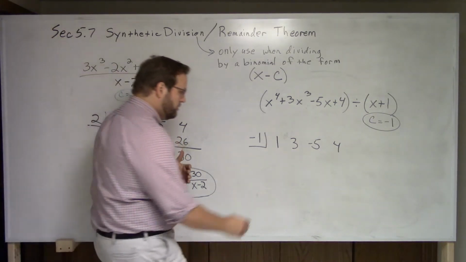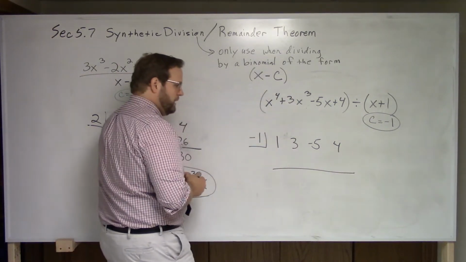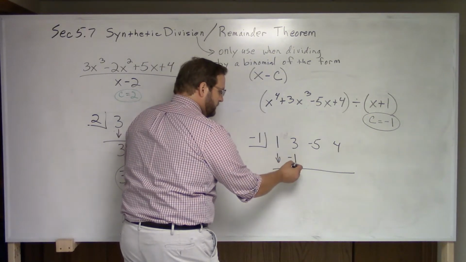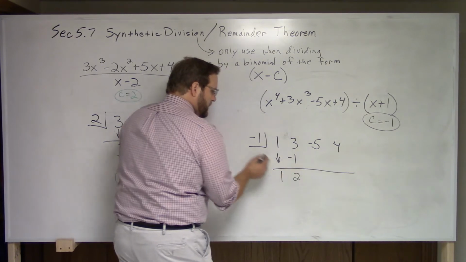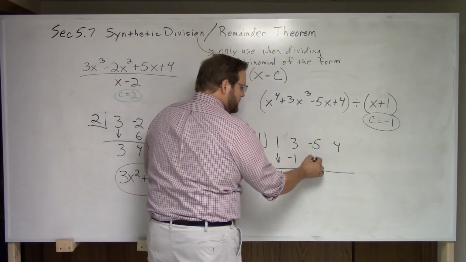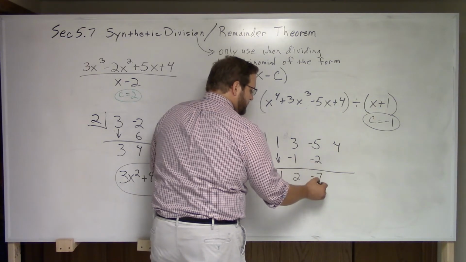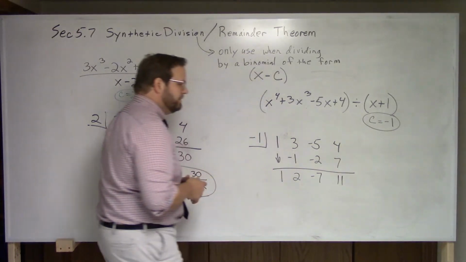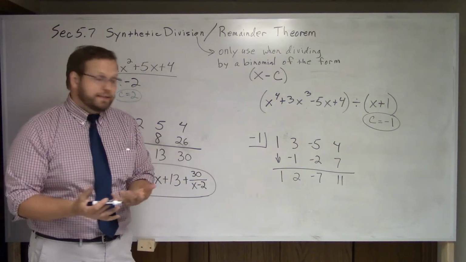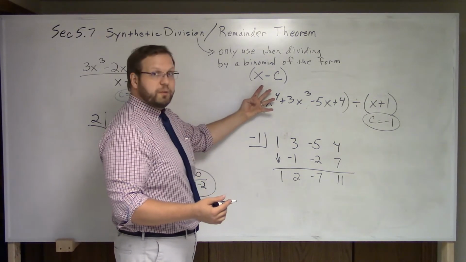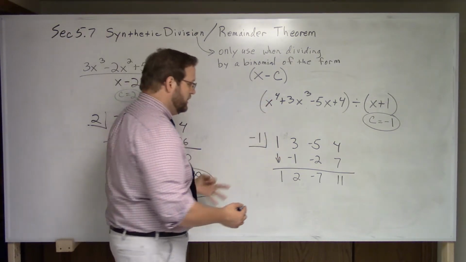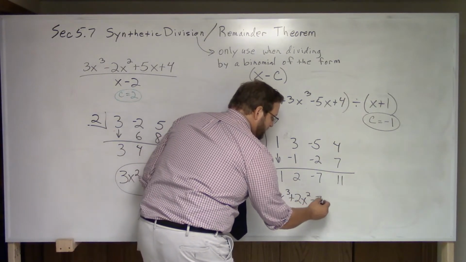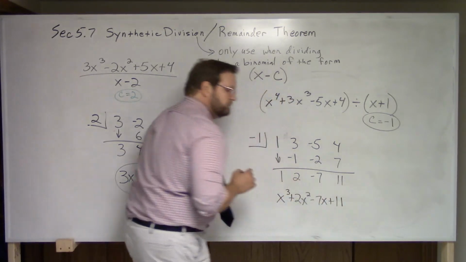Okay, so draw my line, bring down the 1, I multiply, get negative 1. 3 minus 1 is 2. I multiply, negative 1 times 2 is negative 2. I get a negative 7. Negative 1 times negative 7 is positive 7. I get an 11. Now when I pull it together, I started with x to the fourth, so my answer is going to start with x cubed. So I have a 1x cubed plus 2x squared minus 7x plus 11.